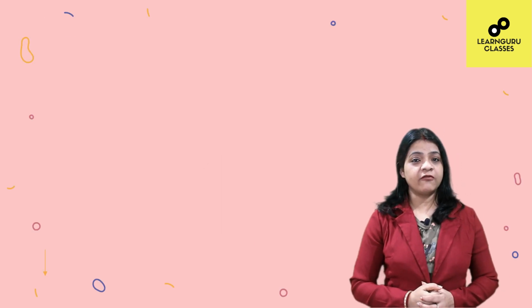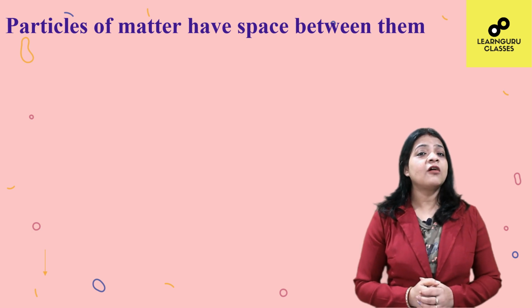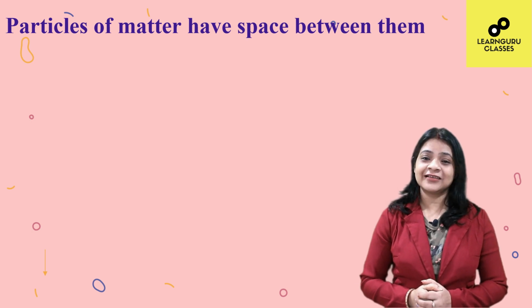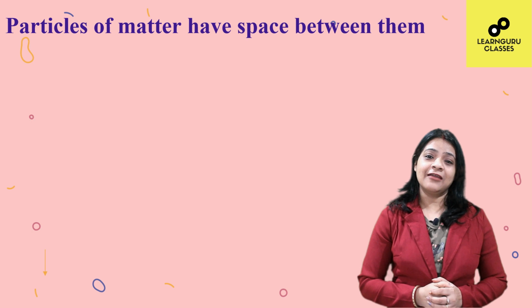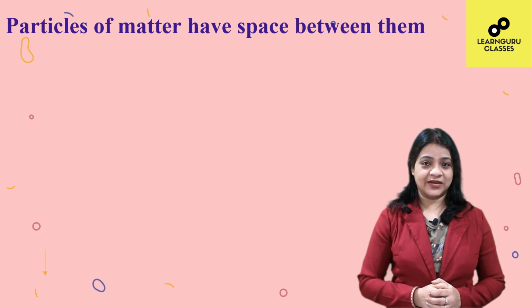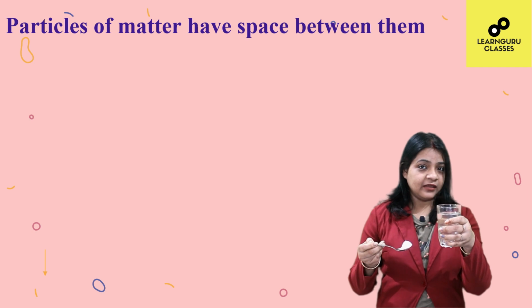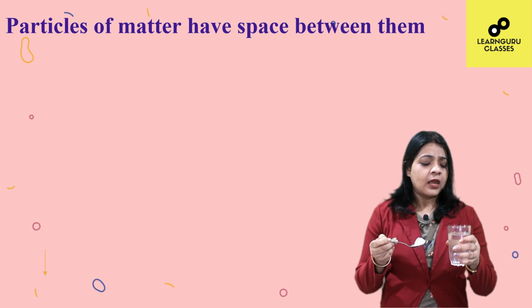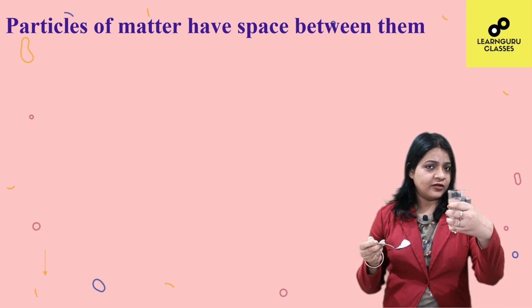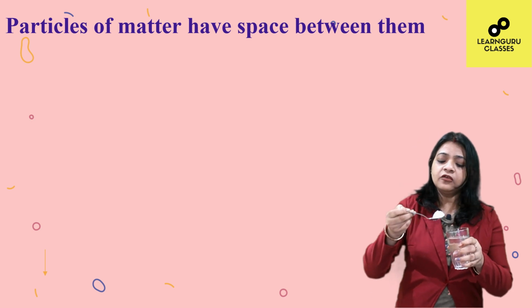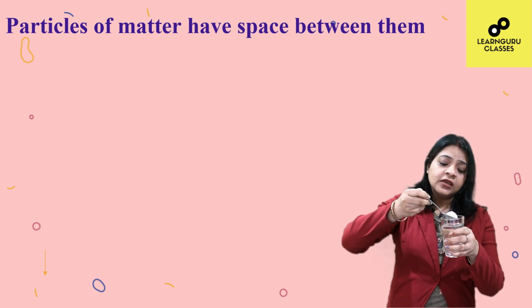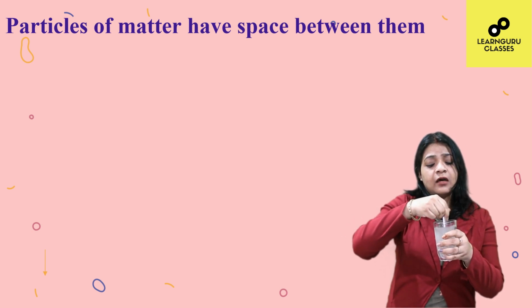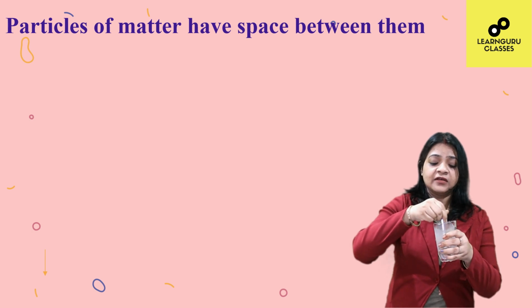The first property of matter is that particles of matter have spaces between them. To understand this, let's take one real life example and try to demonstrate it. For this, we are taking a glass of water and a teaspoon of salt. Now, you try to notice the level of water. Now, what we do? We add salt into the water and try to stir it so that the salt completely disappears in water.